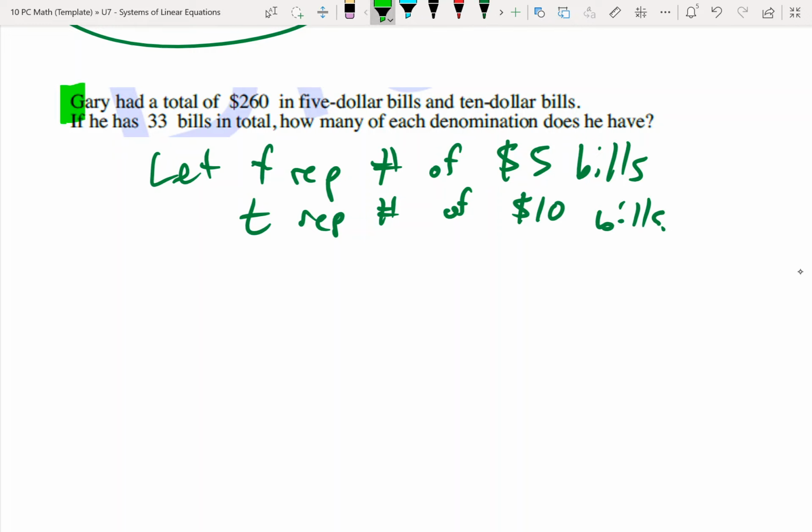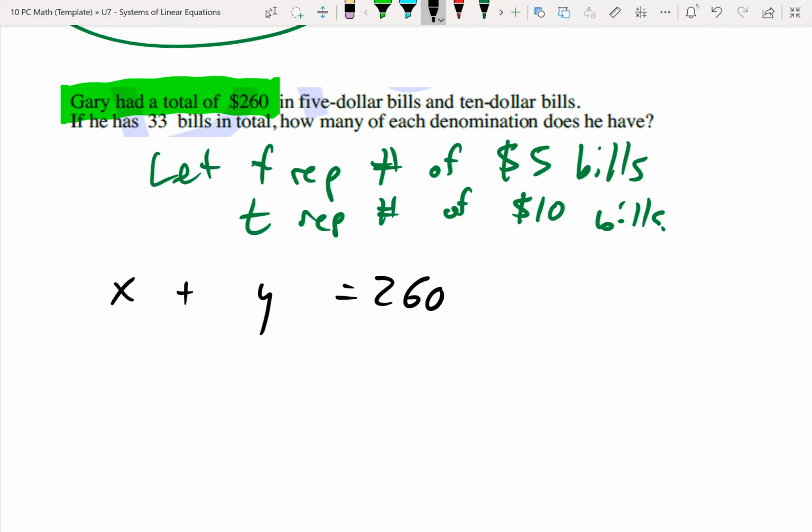So the first sentence, Gary has a total of $260. So if I take F plus T, will that give me 260? No. Remember, F is the number of bills, not the value. So how do you find the value? Because this is the total value, right? You take the number you have and you multiply it by how much it's worth. So F is the number of bills, and you need to multiply it by 5, because each bill is $5. Then this one, you need to multiply by 10. That is an equation.